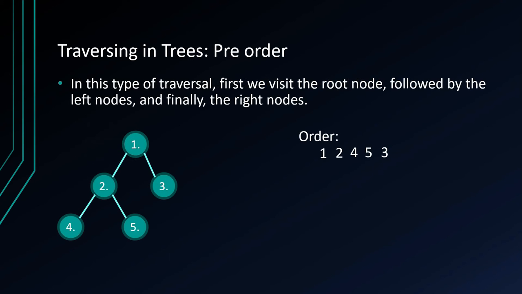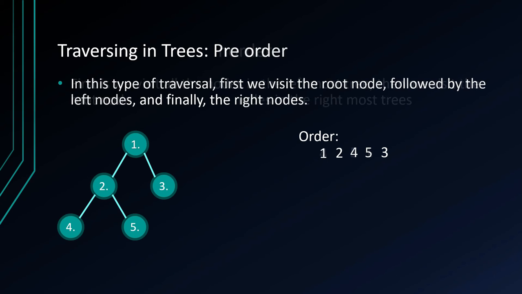In this type of traversal, first we visit the root node, followed by the left nodes, and finally the right nodes. So in this example of traversing in pre-order, first we visit the root node, so the order goes as 1, and then we visit the left nodes, which are 2 and then 4, and finally the right nodes, where we go to 5, and then 3. So the order for pre-order is 1, 2, 4, 5, and 3.